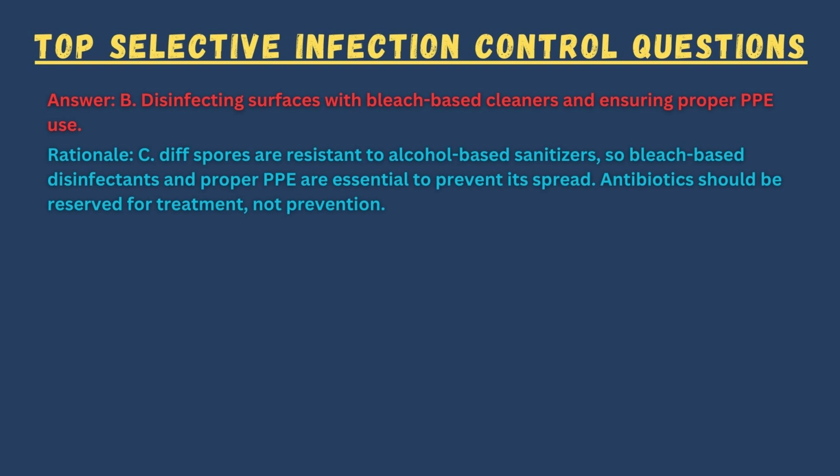Answer: B. Disinfecting surfaces with bleach-based cleaners and ensuring proper PPE use. Rationale: C. diff spores are resistant to alcohol-based sanitizers, so bleach-based disinfectants and proper PPE are essential to prevent its spread. Antibiotics should be reserved for treatment, not prevention.